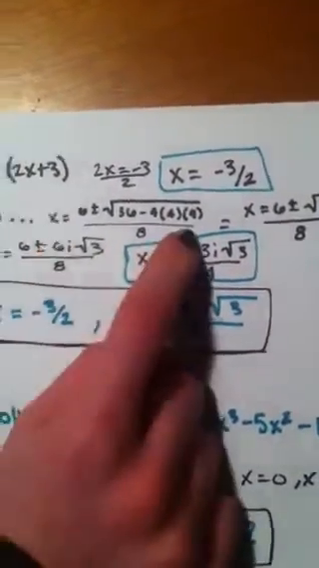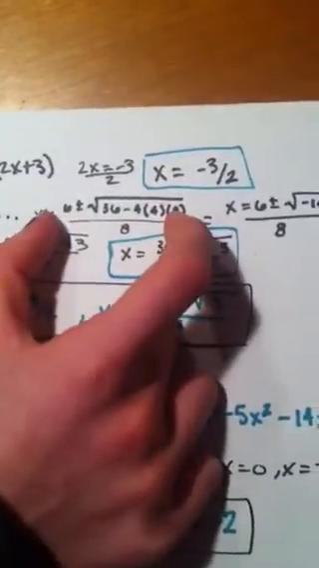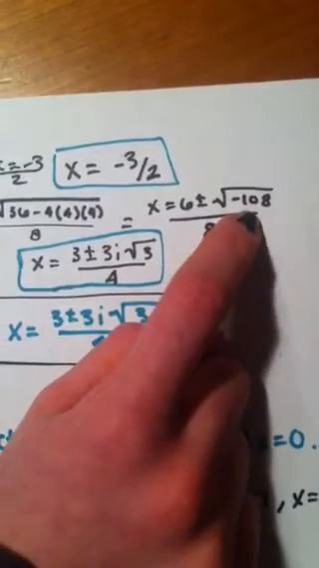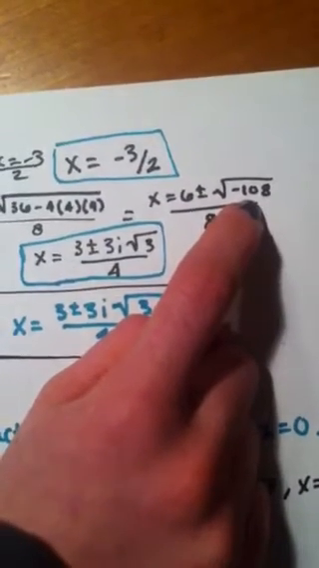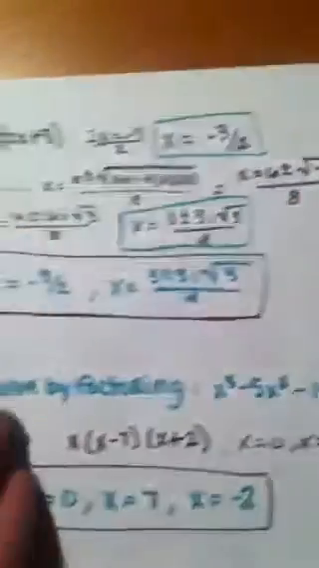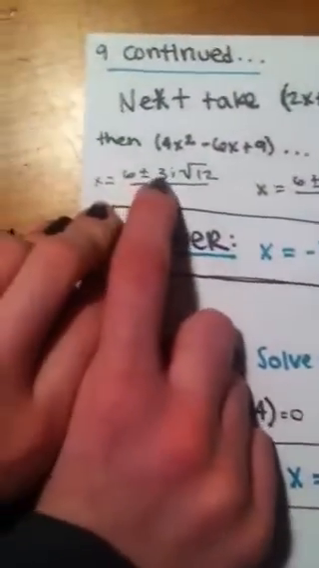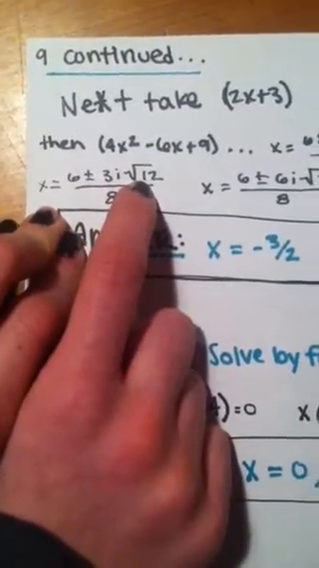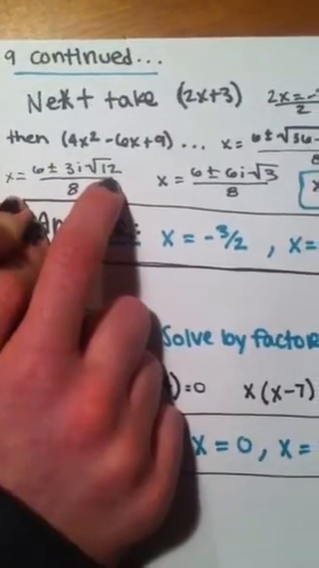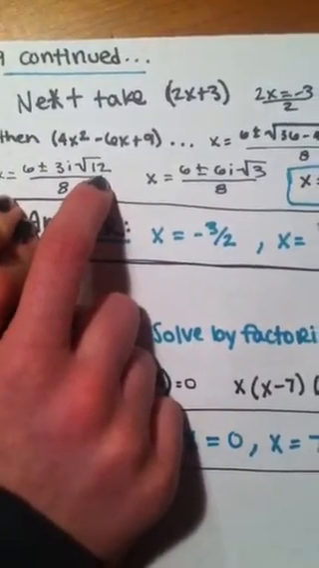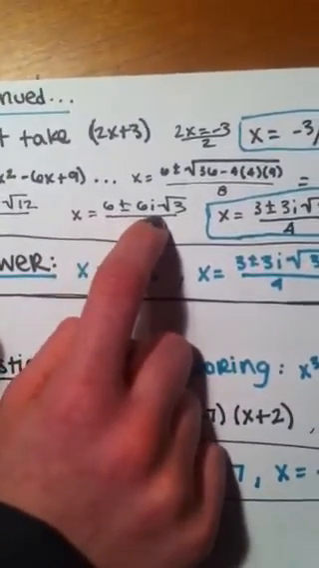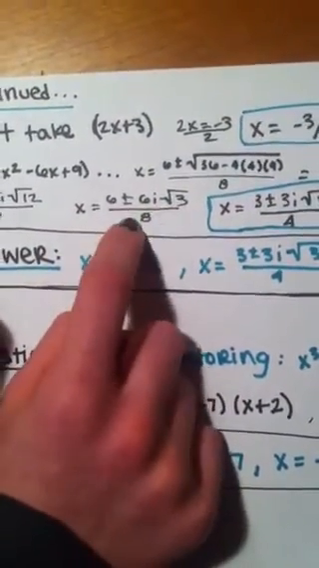And so that's what I did here. And then I simplified that to get the square root of negative 108, but you can't have a negative square root, but 12 times 9 is equal to 108. So you have 6 plus or minus 3i times the square root of 12, which can also be simplified to the square root of 4 and the square root of 3. So that's 2 square root of 3. So you have x is equal to 6 plus or minus 6i square root of 3 over 8.